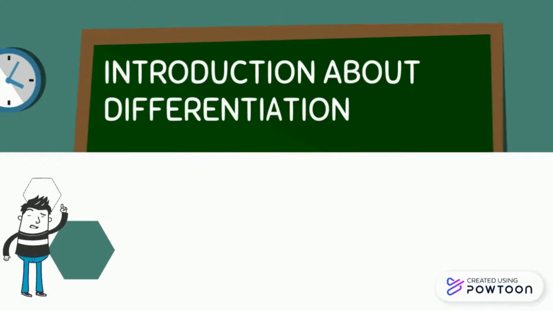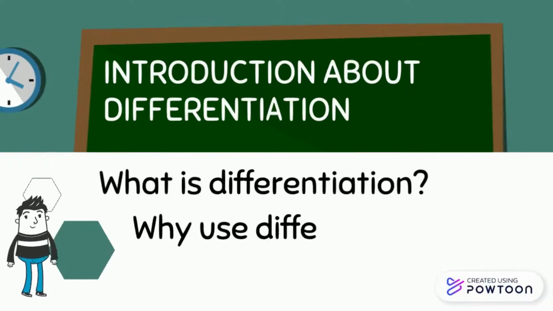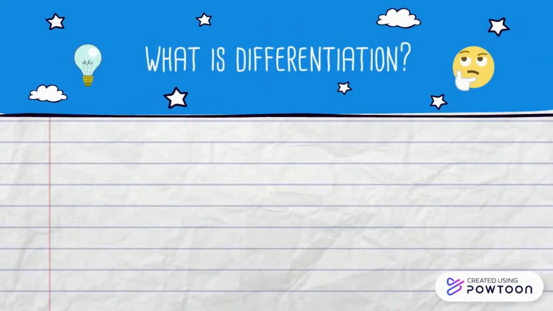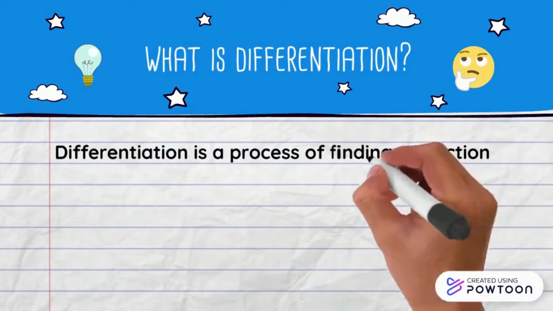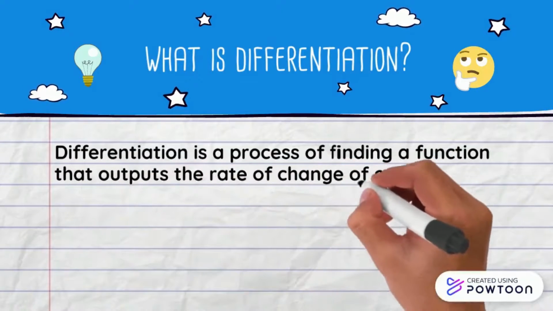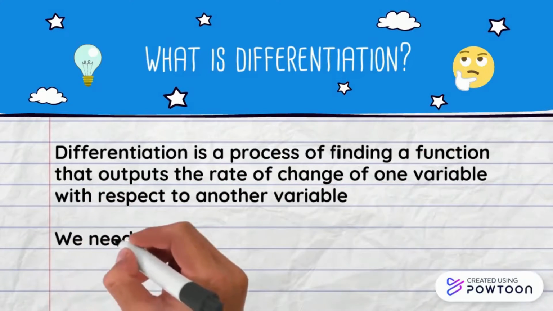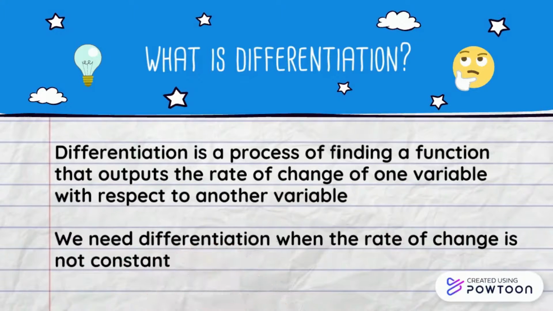Before that, let me talk about the introduction first. So, what is differentiation? And why use differentiation? What is differentiation or derivative? Differentiation is a process of finding a function that outputs the rate of change of one variable with respect to another variable. We need differentiation when the rate of change is not constant.